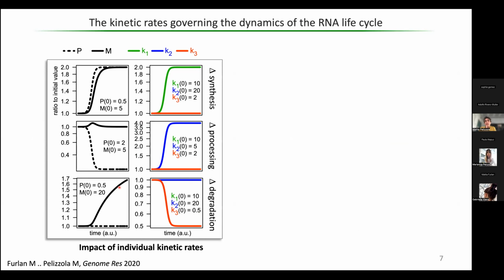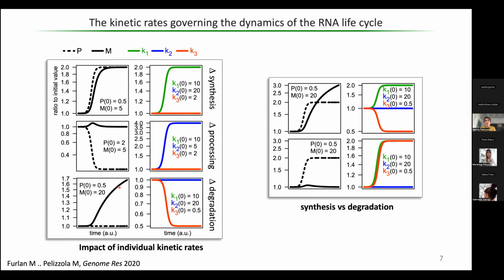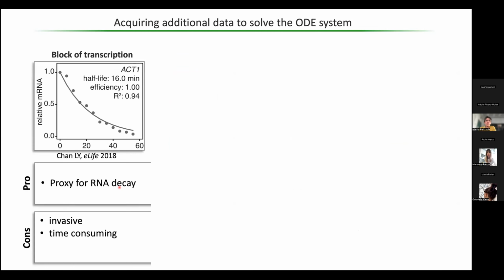So what you miss is an extra ingredient, and there are different options here. We might have a proxy for the rate in which you provide drugs that block transcription, and then you follow the exponential decay of RNA species over time, getting quantitative information about the half-life of those transcripts. But this is a super strong perturbation on the cellular system, so it's very invasive and it's time-consuming.